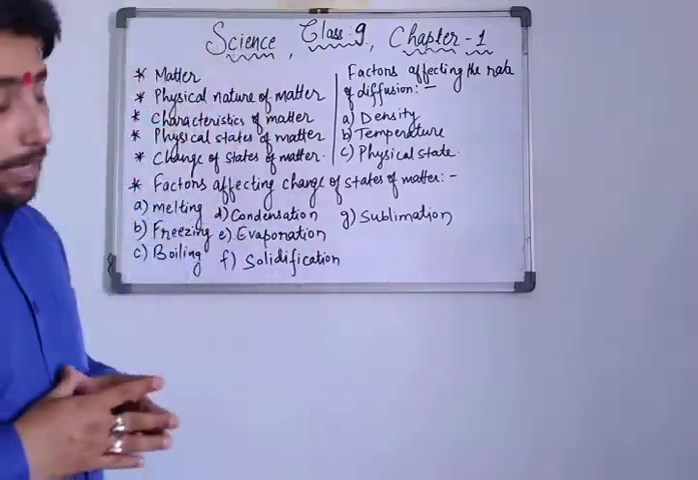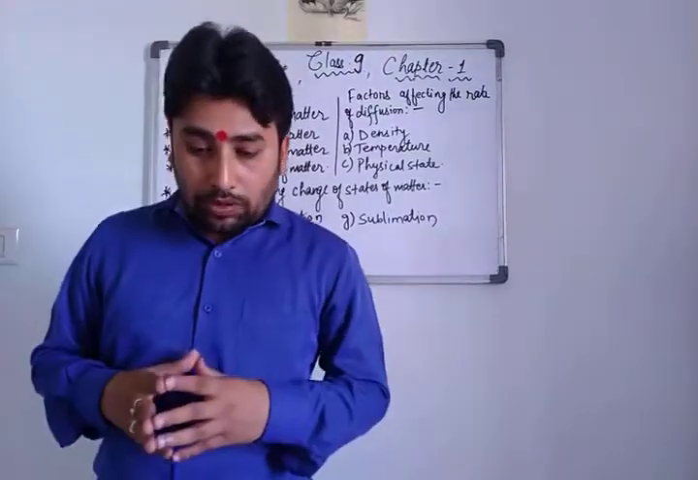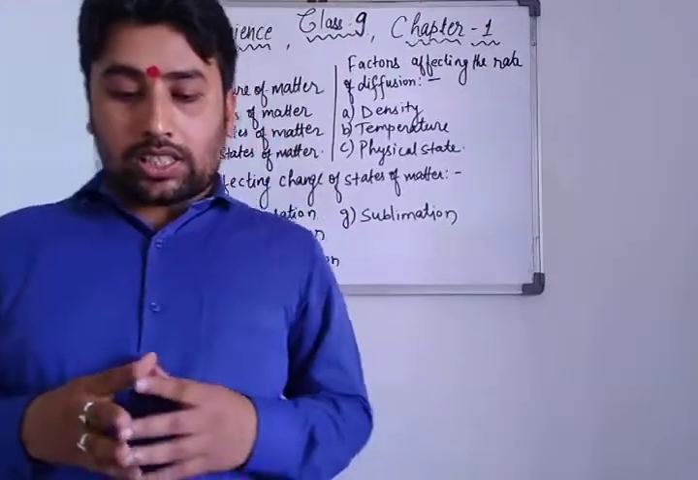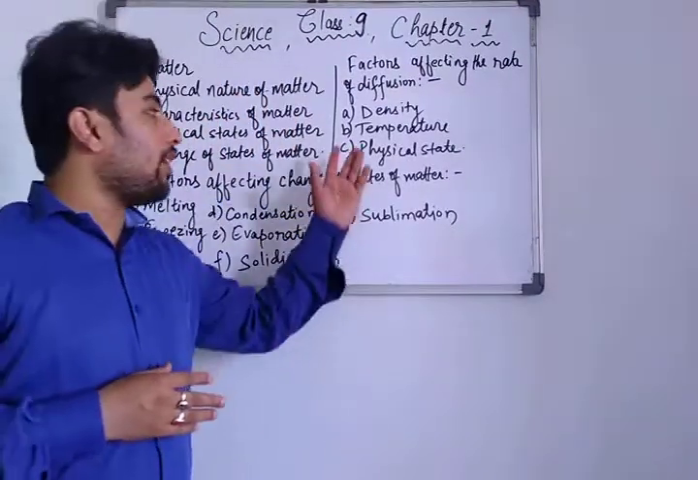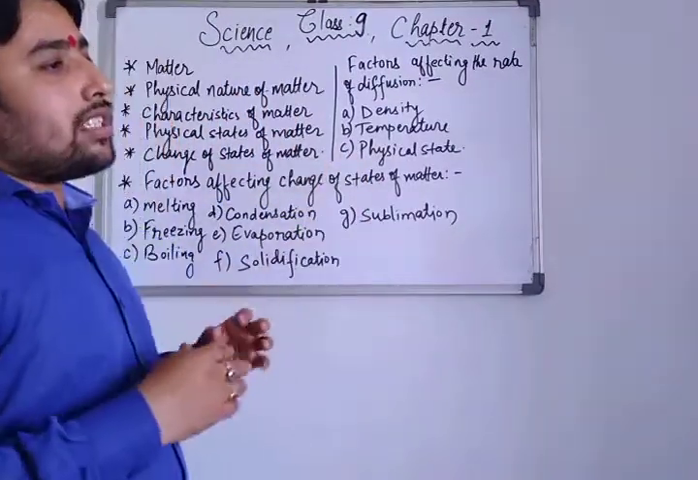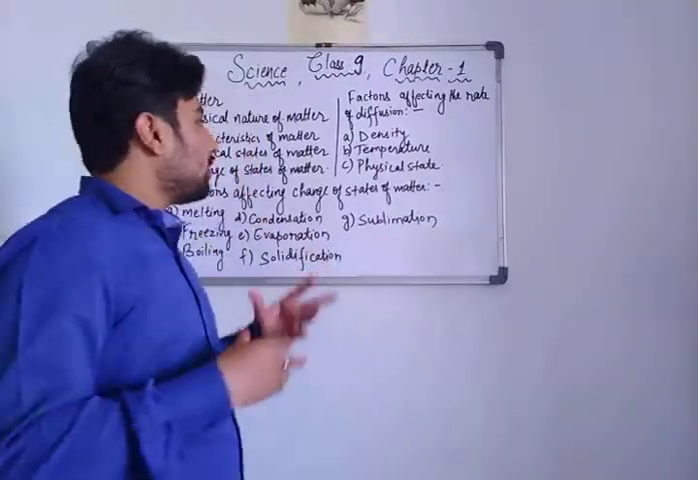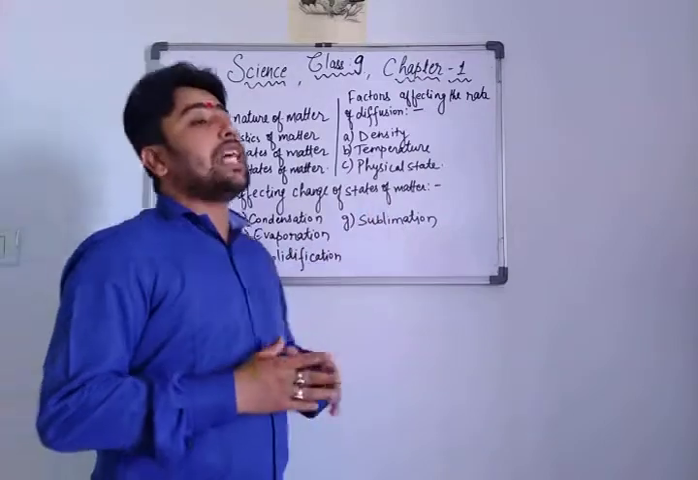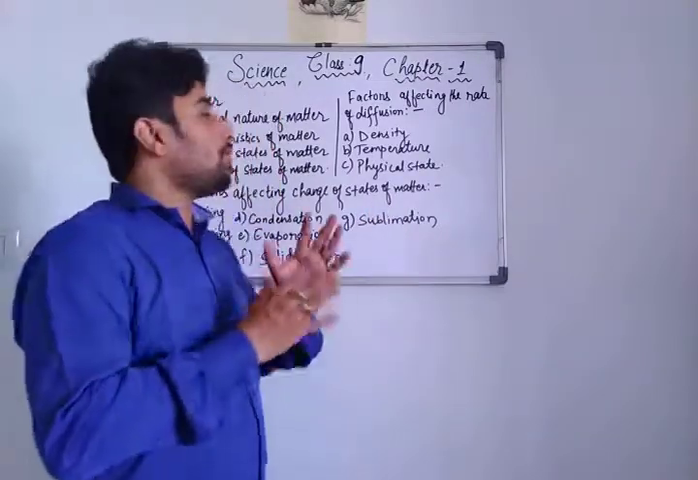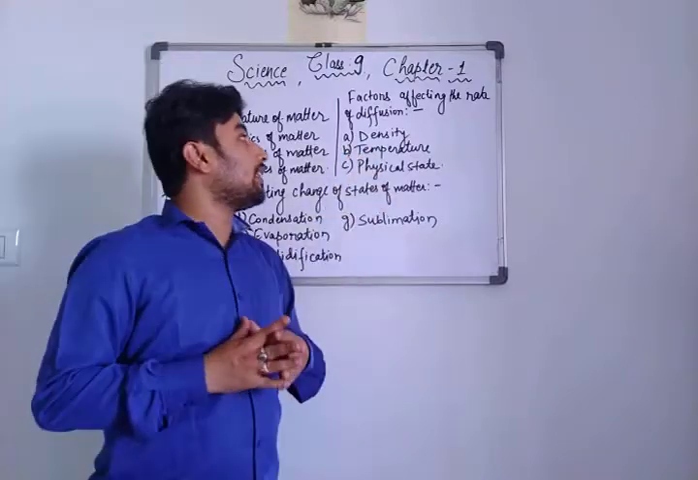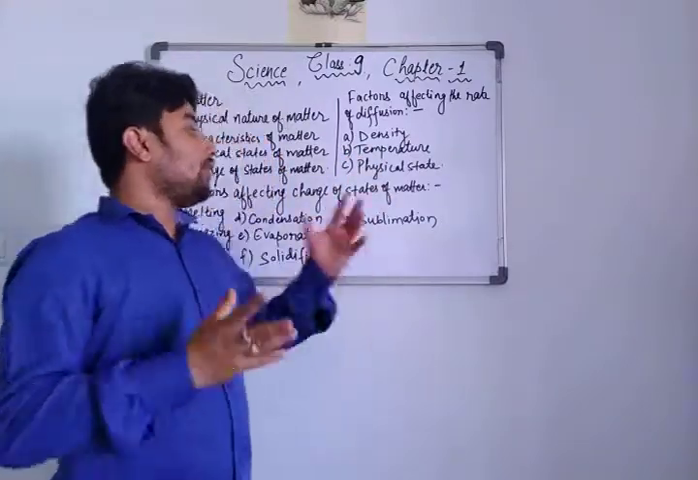Second point is temperature. All of us know the rate of diffusion depends upon the temperature. The rate of diffusion increases with the increase of temperature, which can be shown experimentally. As the temperature is increased, the diffusion of the particles will also increase, because as the temperature increases, the atoms and molecules try to move more. So as temperature increases, diffusion increases.